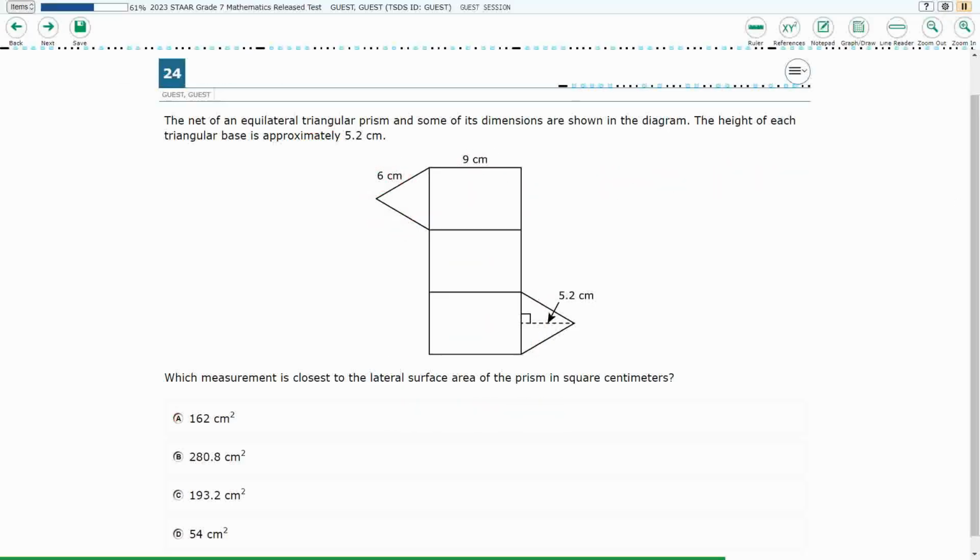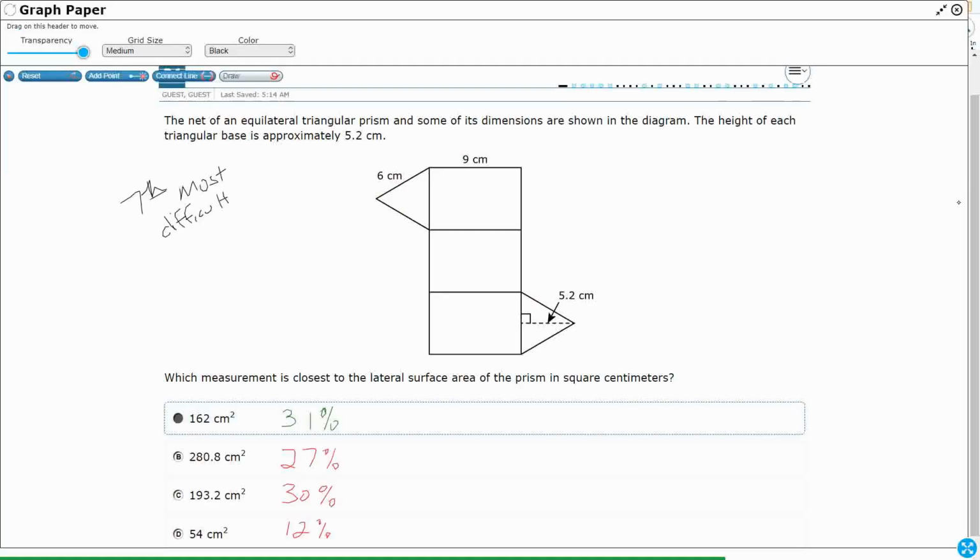Let's see how we did across the state of Texas. So this was the seventh most difficult problem.